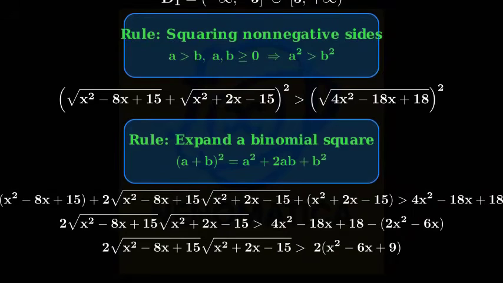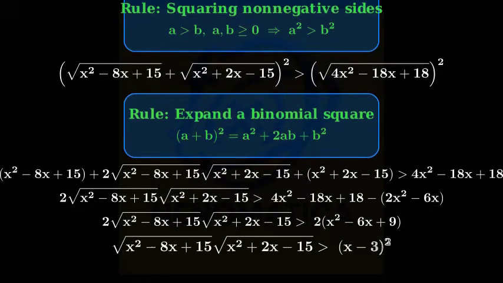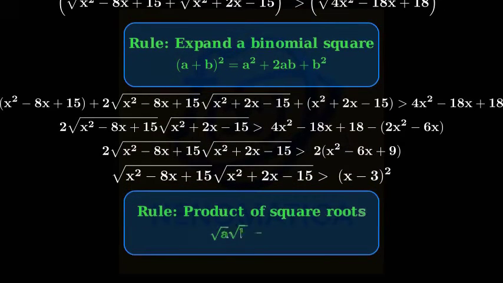The sum on the left is 2x squared minus 6x. Subtracting from the right yields 2 times x squared minus 6x plus 9, which is 2 times x minus 3 squared. Divide both sides by 2. We obtain the key inequality. The product of radicals is greater than x minus 3 squared.